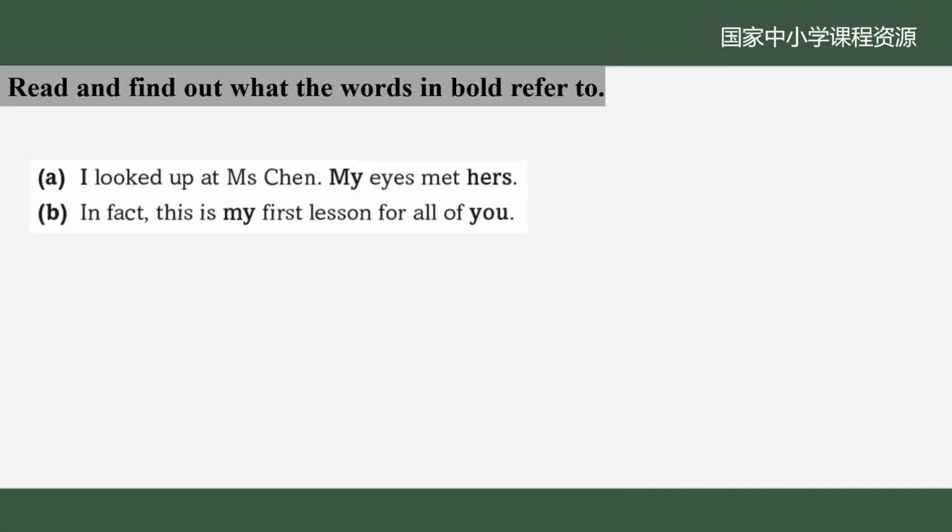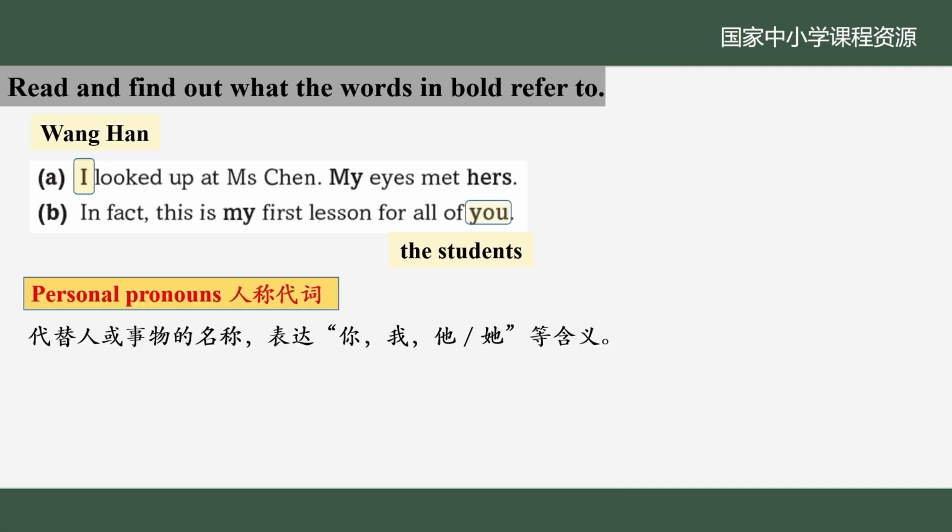Then, let's know more about them. Read the sentences and find out what the words in bold refer to. Sentence A. I looked up at Miss Chen. My eyes met hers. Sentence B. In fact, this is my first lesson for all of you. Here, what does I refer to? Great. What does the word you refer to? Wonderful. Here, you and I are personal pronouns.